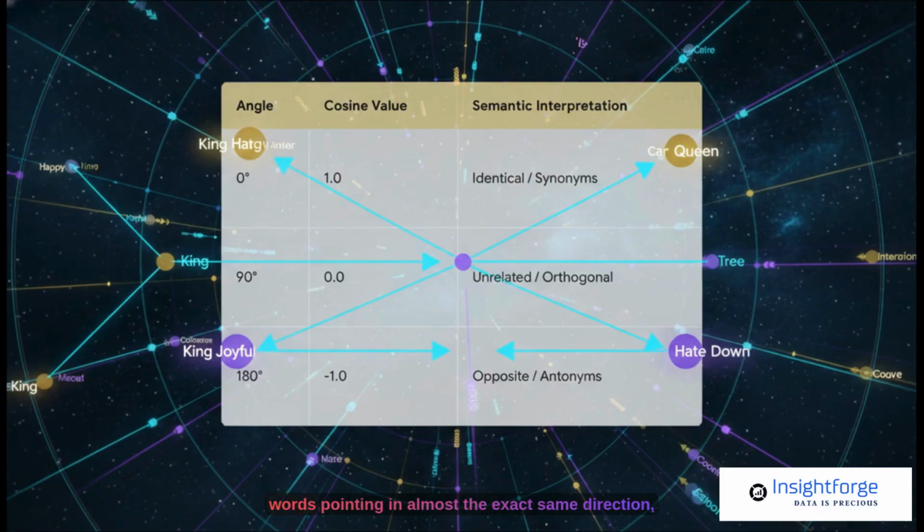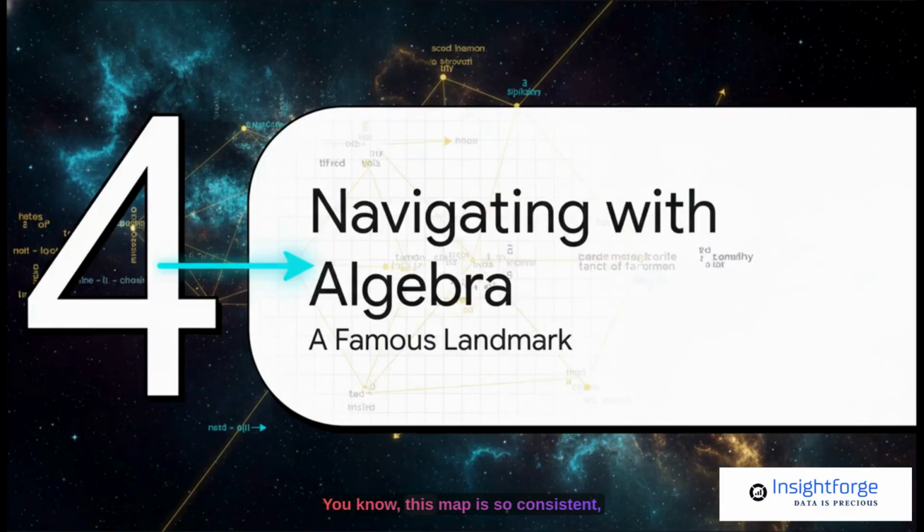You see, words pointing in almost the exact same direction, like joy and happiness, have an angle close to 0. They're basically synonyms. Words that are totally unrelated, like king and tree, they're at a 90-degree angle to each other. And words that are opposites, well, they're pointing in completely opposite directions, a 180-degree angle. You know, this map is so consistent, so well structured, that you can actually navigate it using simple arithmetic.